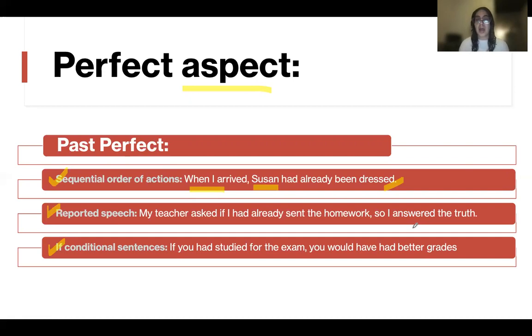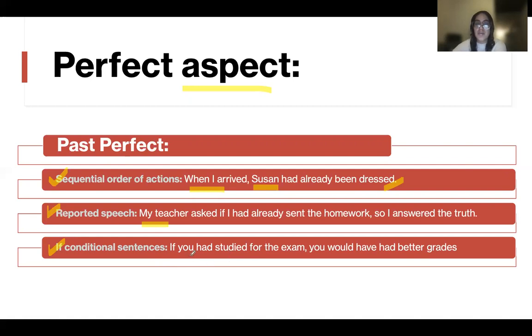Like for example, my teacher asked in the past that I had already sent the homework. So for that reason, when we have this type of situation, we use this type of aspect. And finally, if conditional sentences are an aspect that explains the condition of the verb.